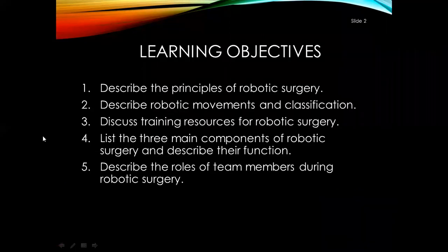All right. So what we're going to talk about are the principles of robotic surgery. We're going to talk about robotic movements and classification. We're going to discuss the training resources for robotics. If you're looking at this, it looks a lot like those text review questions in the textbook. So we're going to talk about three main components of robotic surgery. That is actually also on your final lab check off for this class, so you might want to look at that and learn those. You're going to describe their function and describe the roles of team members during robotic surgery.